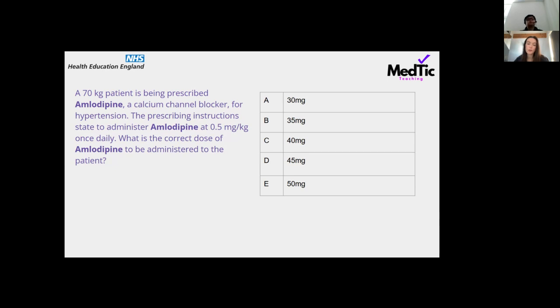Nice. So our first question is, a 70-kilo patient is being prescribed amlodipine, which is a CCB for hypertension. The prescribing instructions state to administer amlodipine at 0.5 milligrams per kilogram once daily. What is the correct dose of amlodipine to be administered to the patient? So we'll give you about half a minute to work this one out.